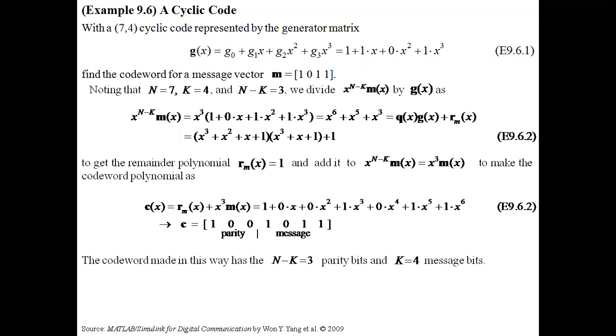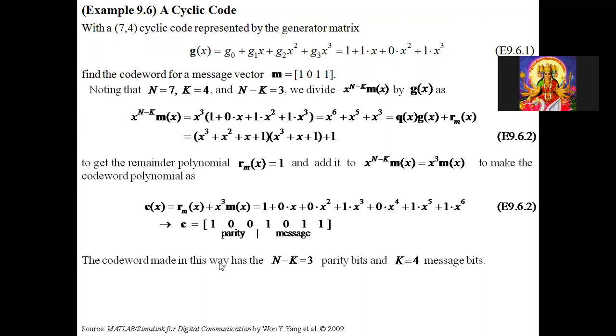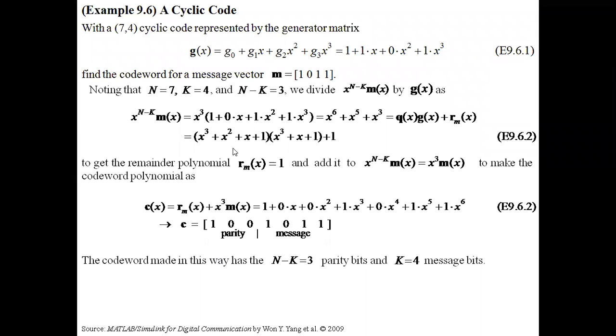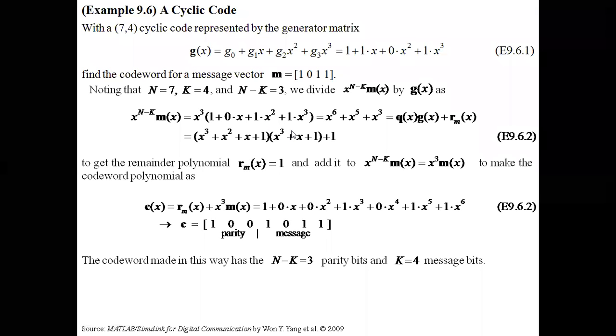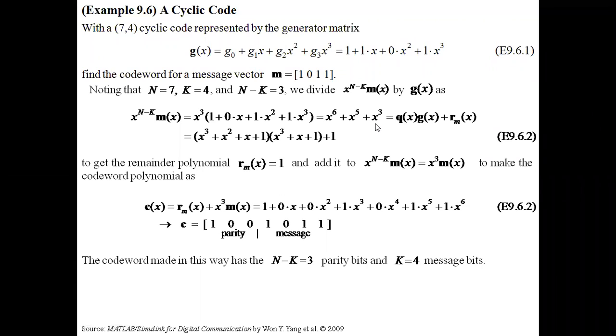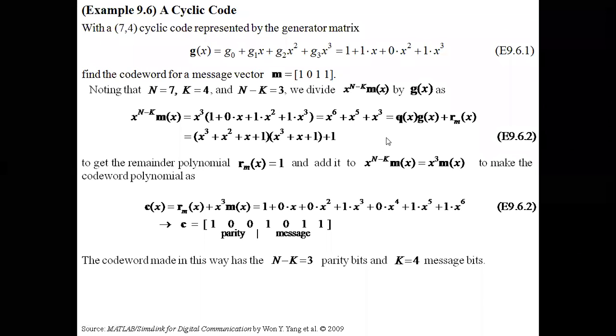Now that polynomial form is 1 plus x square plus x cube. That is the m of x, the polynomial form of the message vector. So that is multiplied with x cube. Then you get x to the power of 6 plus x to the power of 5 plus x cube. So this is divided by g of x, and you get the quotient q of x and the remainder r of x.